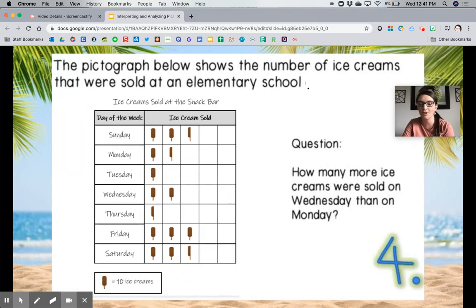Same graph, different question. How many more ice cream cones were sold on Wednesday than on Monday? All right, so what you should have done for this one is subtract. On Wednesday, I have 2 ice cream cones, which means Wednesday had 20 ice creams sold. And on Monday, we have 1 ice cream cone and then half of one. So that's 10 plus half of one, which would be 5, which would be 15. So it would be 20 minus 15, which means that there were 5 more ice creams sold on Wednesday than on Monday.